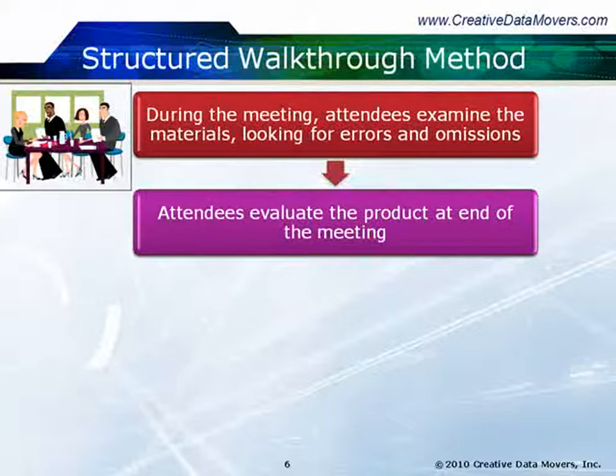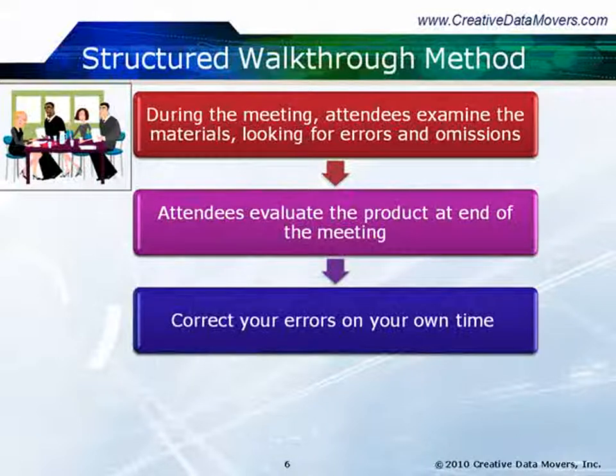At the end of the meeting, the attendees evaluate the product, and they say, is the product fixable with minor changes? Is it fixable with major changes? Does it have to have a complete redo? Should there be another structured walkthrough after the person responsible has made whatever corrections they deem necessary? So at the end of the meeting, it's determined whether another structured walkthrough is necessary. Usually not. Usually they're minor changes. The person can make their changes, and everyone is happy.